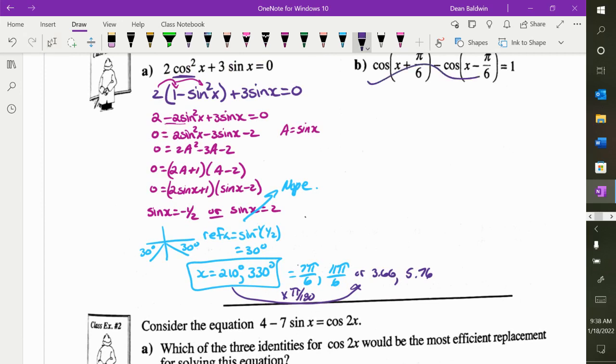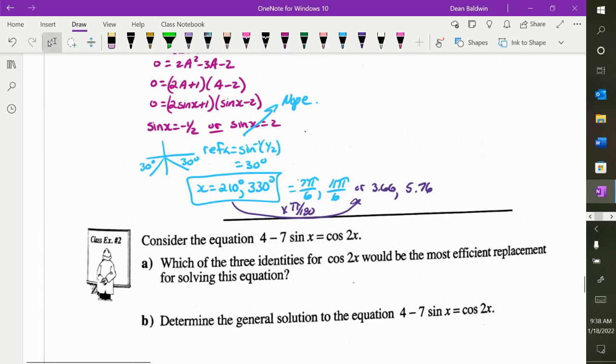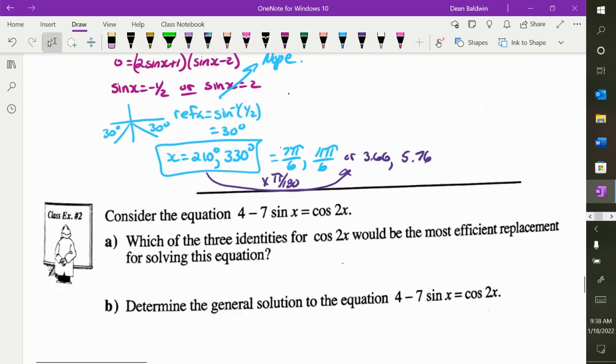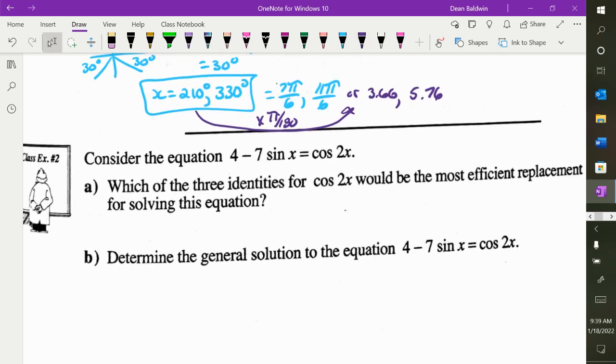All right, we're not doing B. We're going to do C. Or sorry, the next one, 2. 4 minus 7 sine x equals cosine 2x. What jumps out at you right away? This double angle of cosine. So you got to make them all x's. I don't want 2 x's in there. I want all x's, and we got different trig functions.